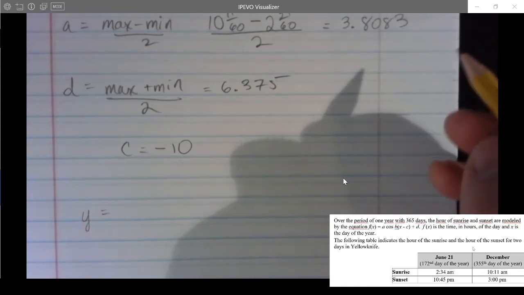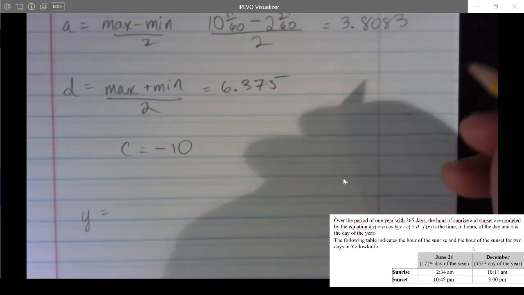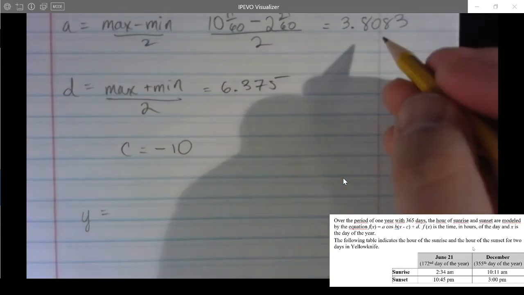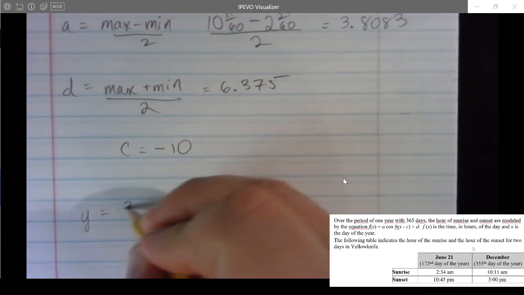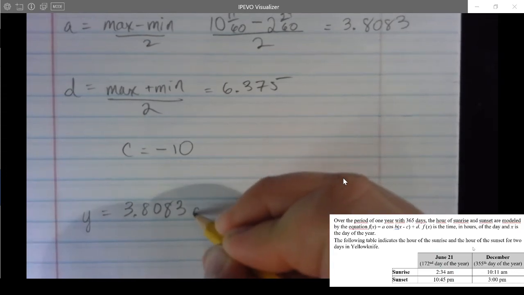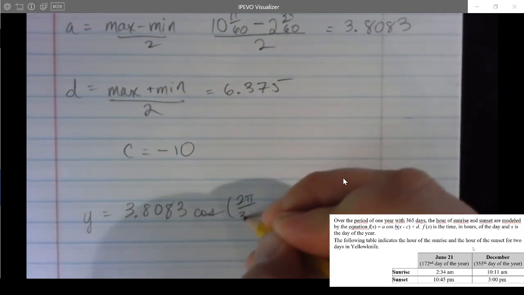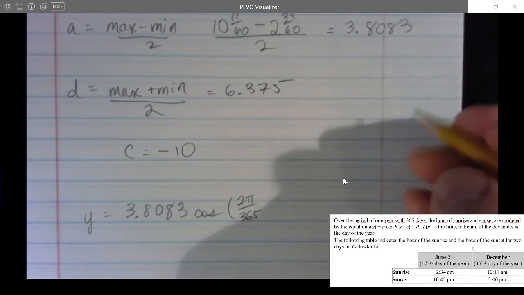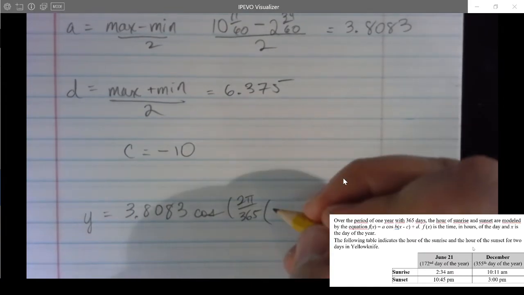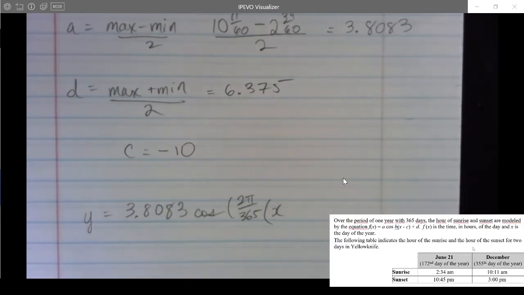Or actually, sorry, no, we're starting at a maximum, right? The latest possible. But it's still a cosine graph, but that means A is positive. So the A value we got was 3.8083 times the cosine. The B value we got was 2 pi over 365. And then a lot of people told me, I got x minus this number here, 355.